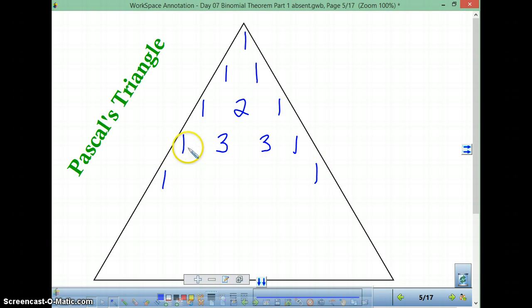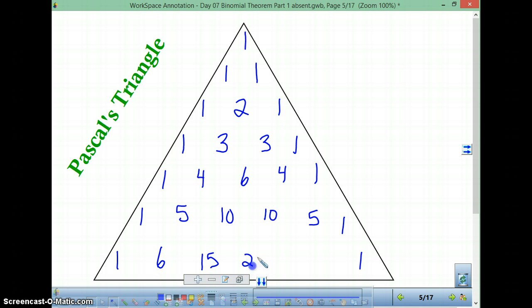Next line needs 5 terms. I put 1s on the outside. Here I end up with 4. Here I end up with 6. Here I end up with 4. Next line, 1, 1, 5, 10, 10, 5. I'm adding 4 plus 1. I'm adding 6 plus 4. Next line, 1 and 1. 1 plus 5 is 6. 15, 20. Are you seeing the pattern here?